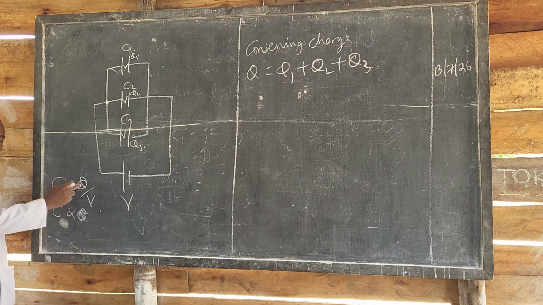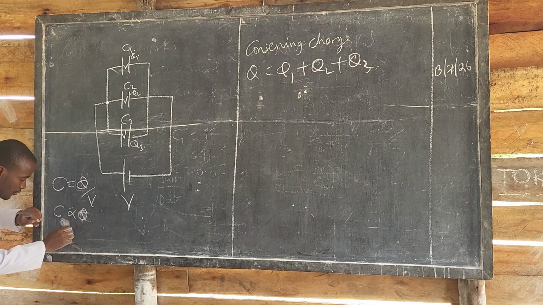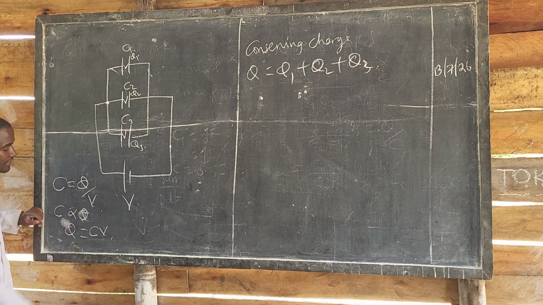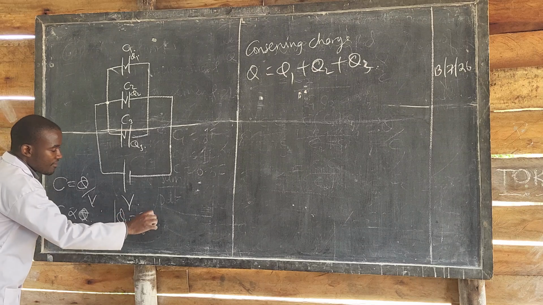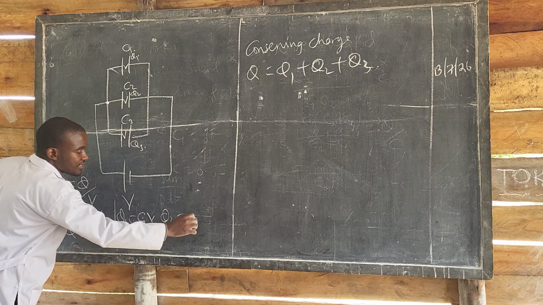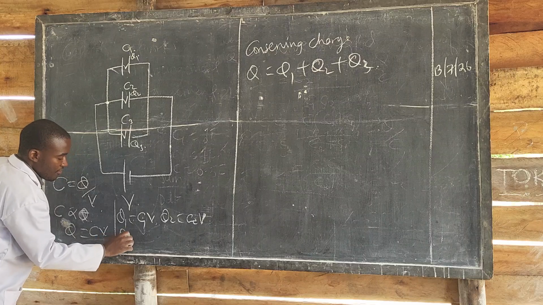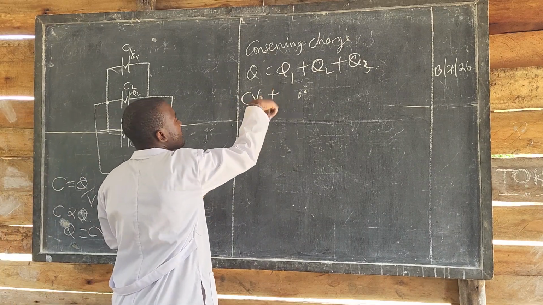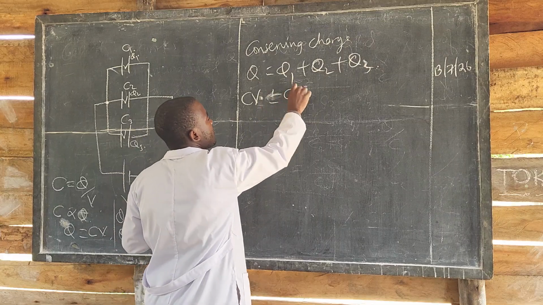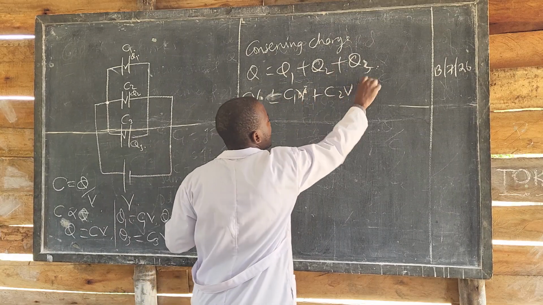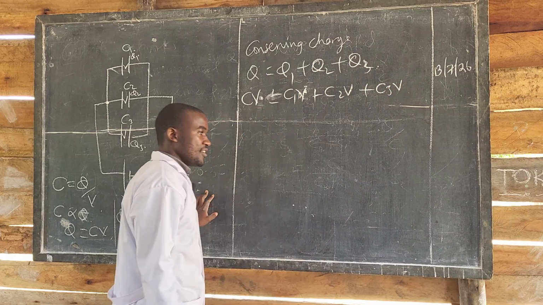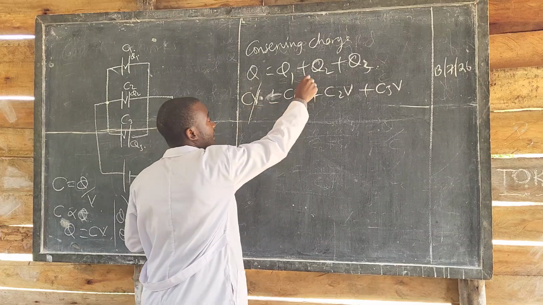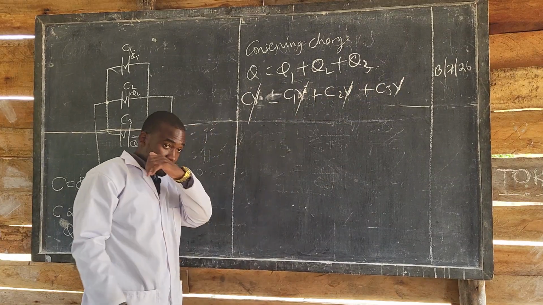So now, substituting for Q: if C equals Q over V, what will be Q? Q will be CV. So which means that Q1 will be C1V, Q2 will be C2V, and Q3 will be C3V. So we shall have CV equals C1V plus C2V plus C3V. So again, convince yourselves mathematically that this V can cancel throughout.